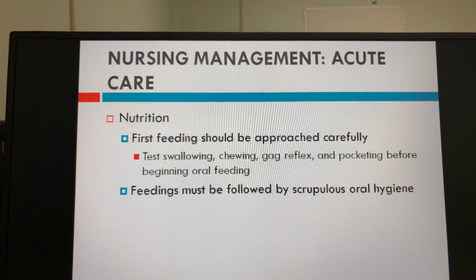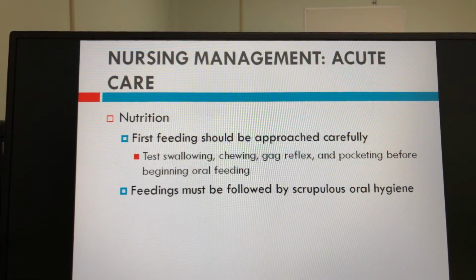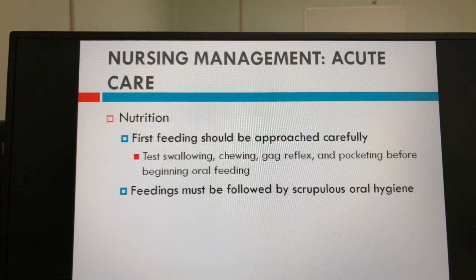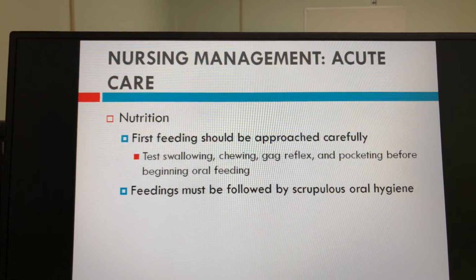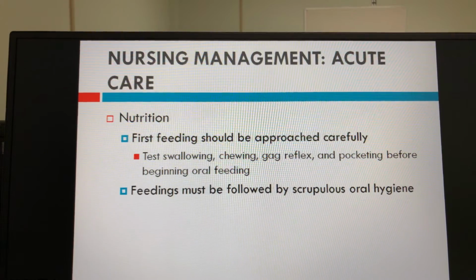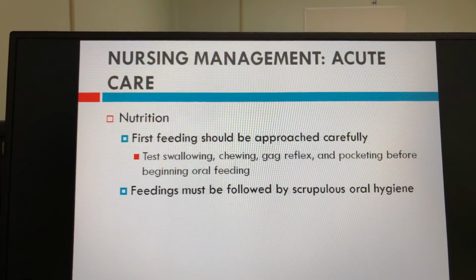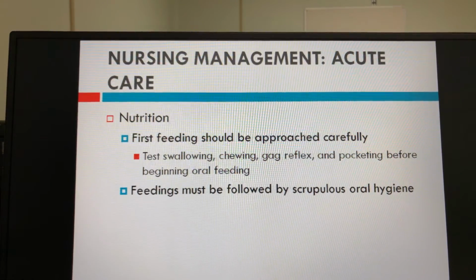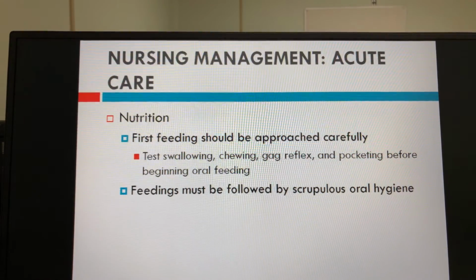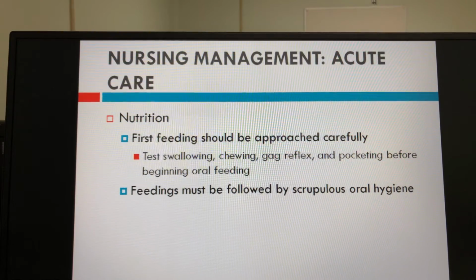Okay, let me see. Oral feeding after a stroke. Let's see. So far I haven't. I'm not going to say they're not in here. I actually don't see it on here. Well, I guess I'll have to read a few of them to you.